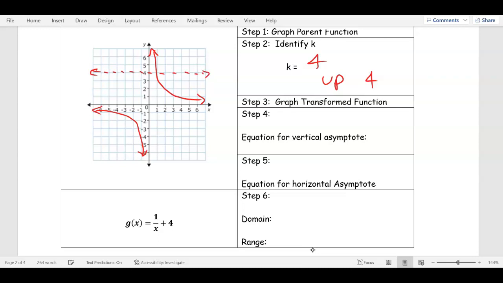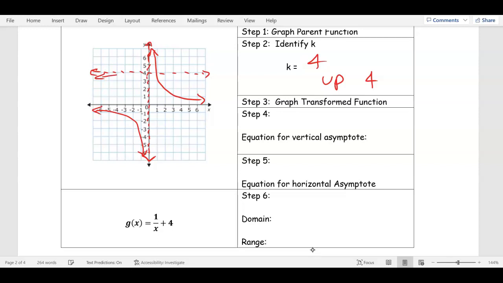If it only moved up, it didn't move left to right, so I'm going to write my vertical asymptote on the y-axis. It's going to stay there. Okay, so now here's what we're going to do. We're going to take this drawing and draw another one 4 up. So it's going to look like 2 pairs of those curves.